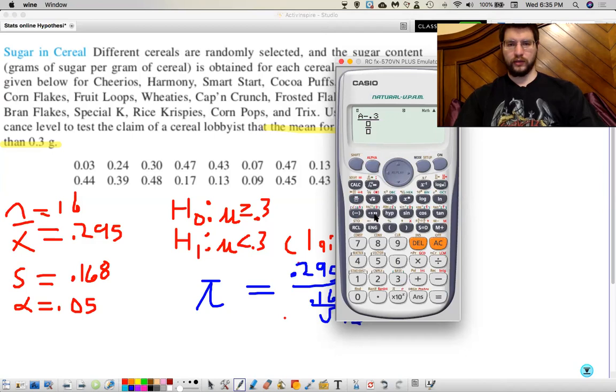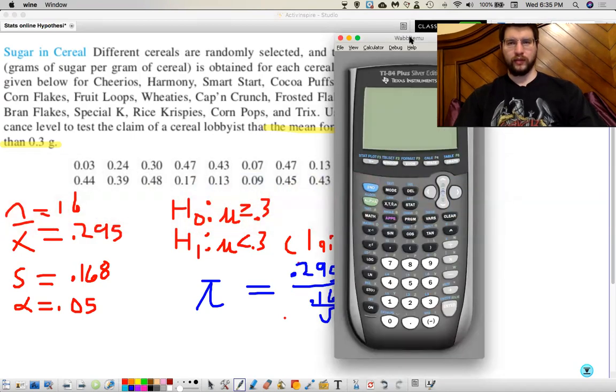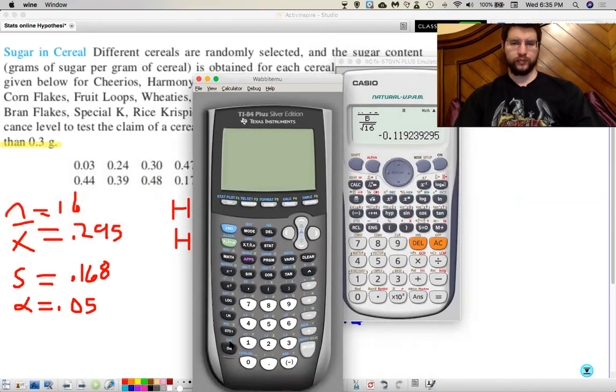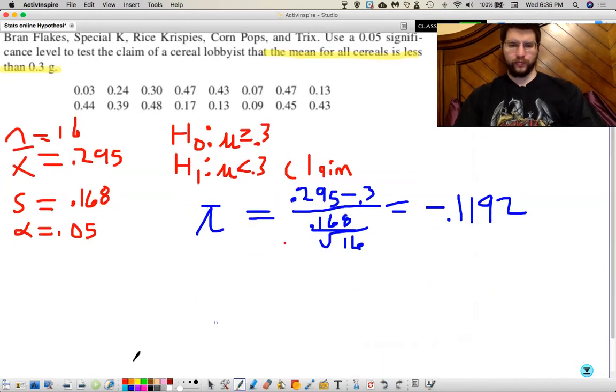B is S. And the square root of 16, you could just type 4 if you really wanted to. Negative, and if we compare that to TI, same thing. Negative 0.11923, negative 0.11923. So 0.1192. That's my test statistic, traditional method.